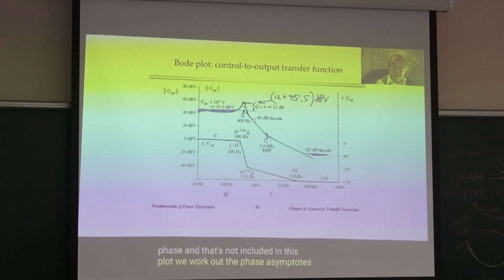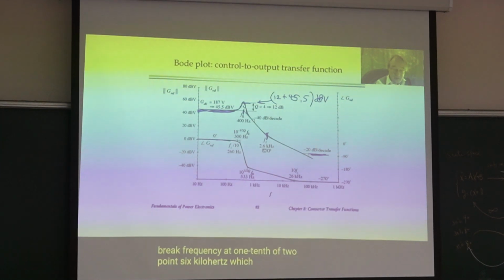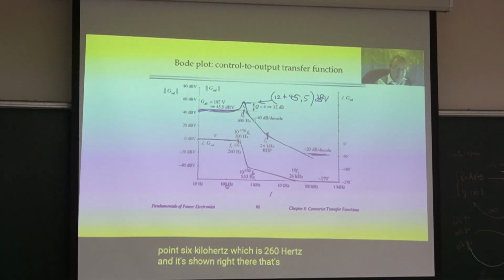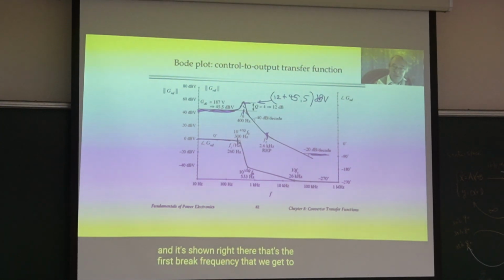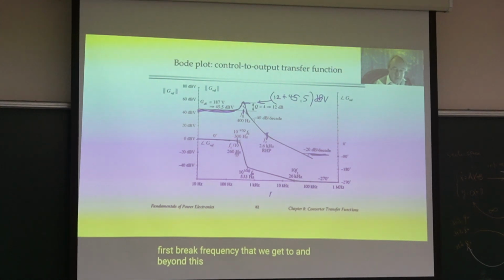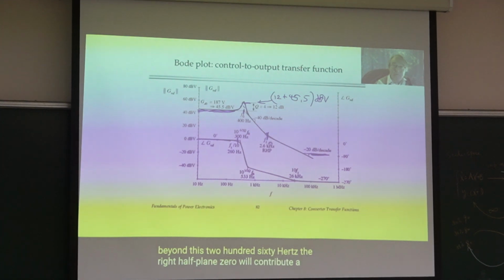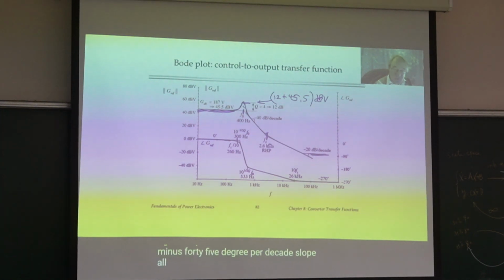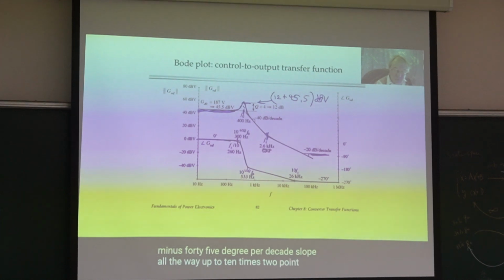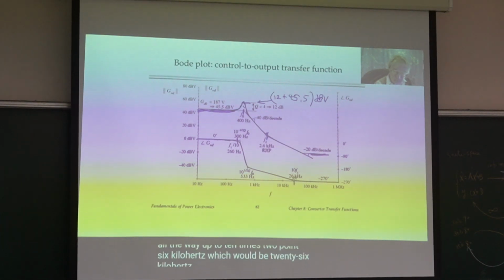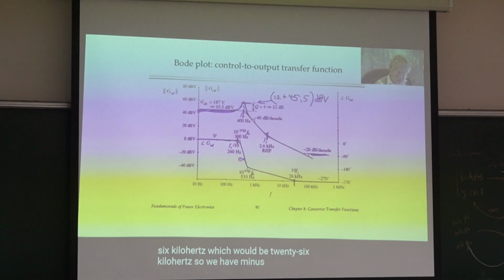If we work out the phase asymptotes, the right half plane zero will have a break frequency of 1/10 of 2.6 kilohertz, which is 260 hertz, and it's shown right there. That's the first break frequency that we get to. Beyond this 260 hertz, the right half plane zero will contribute a minus 45 degrees per decade slope, all the way up to 10 times 2.6 kilohertz, which would be 26 kilohertz. So we have minus 45 degrees per decade for that range.